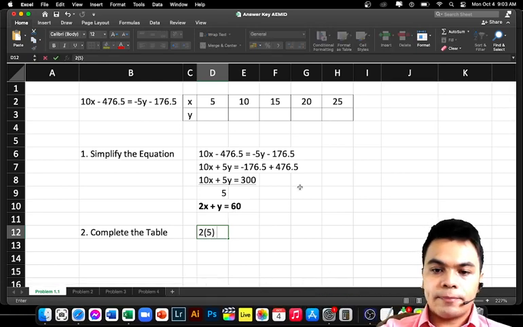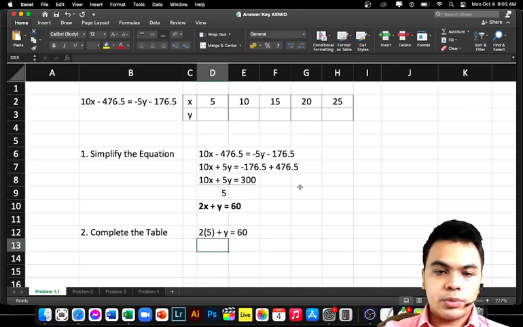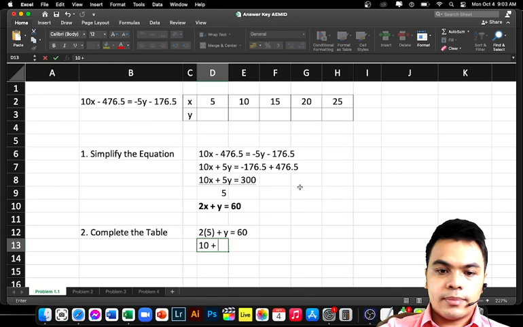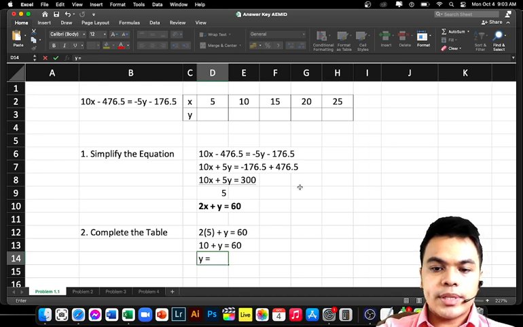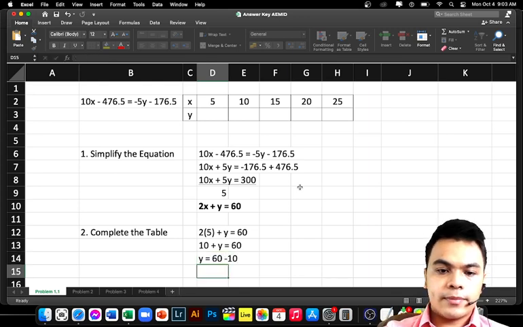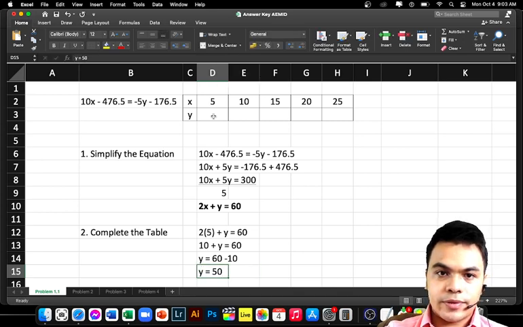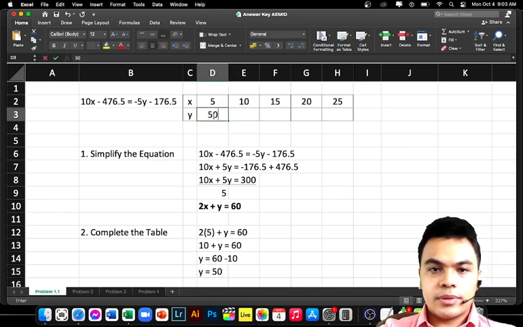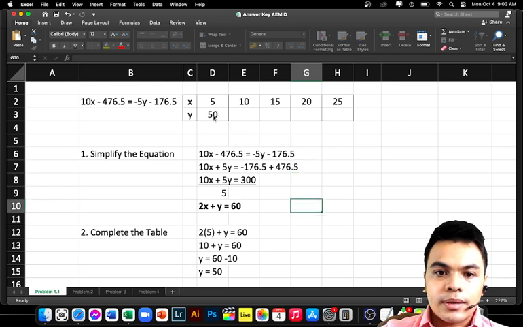Substitute 5 plus y is equal to 60. 2 times 5, that is 10. Plus y is equal to 60. Transpose 10 to the other side. Y is equal to 60 minus 10. Y is equal to 50. So here is the first value, 50. How about the second one?